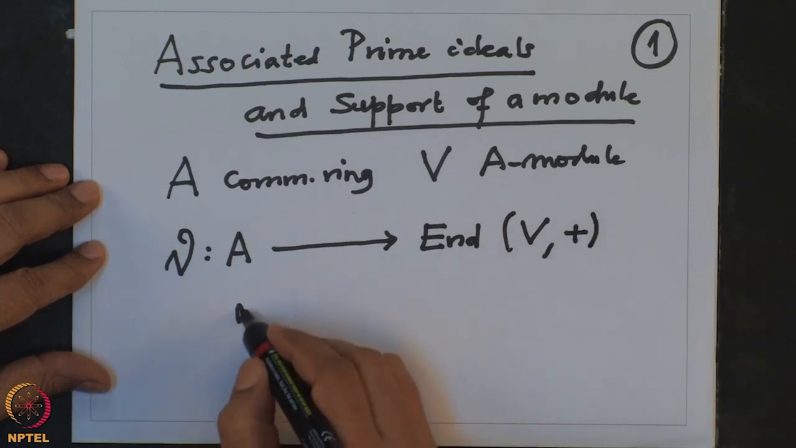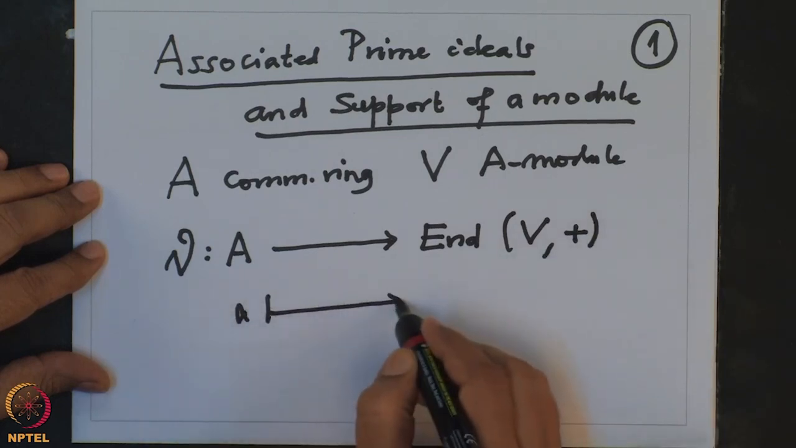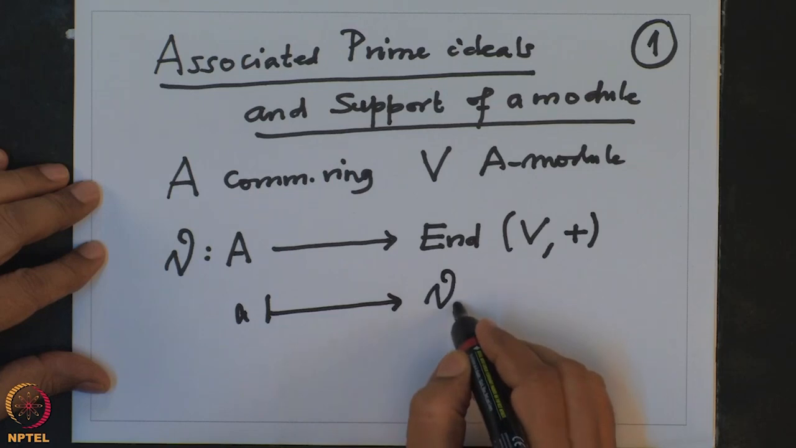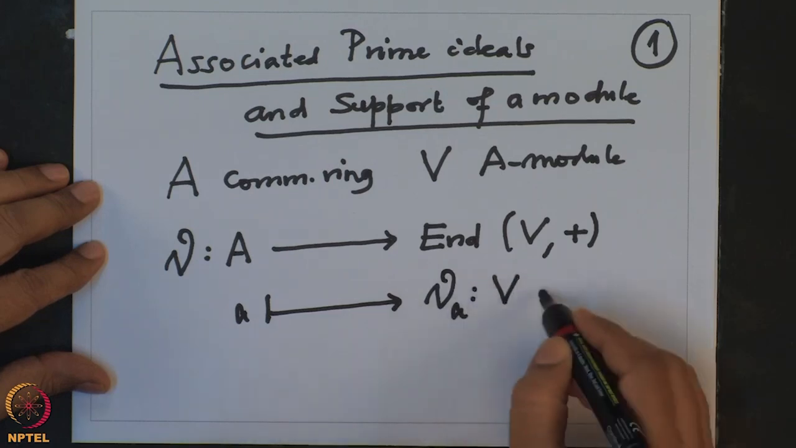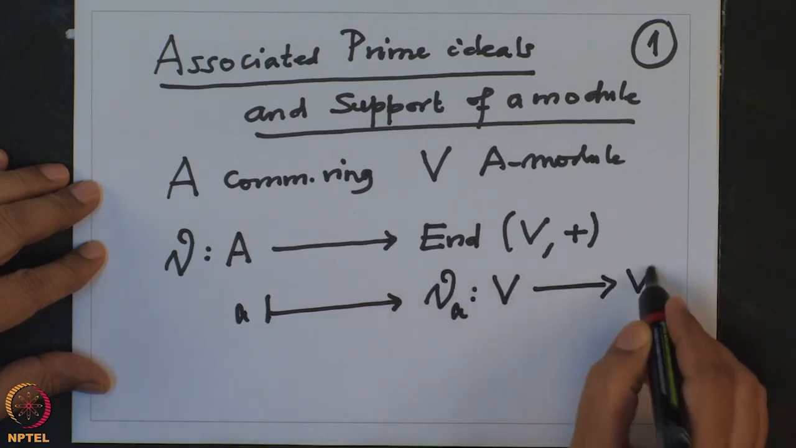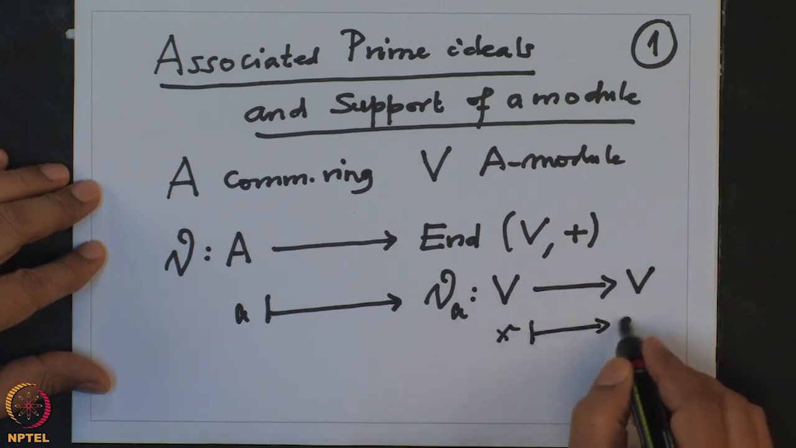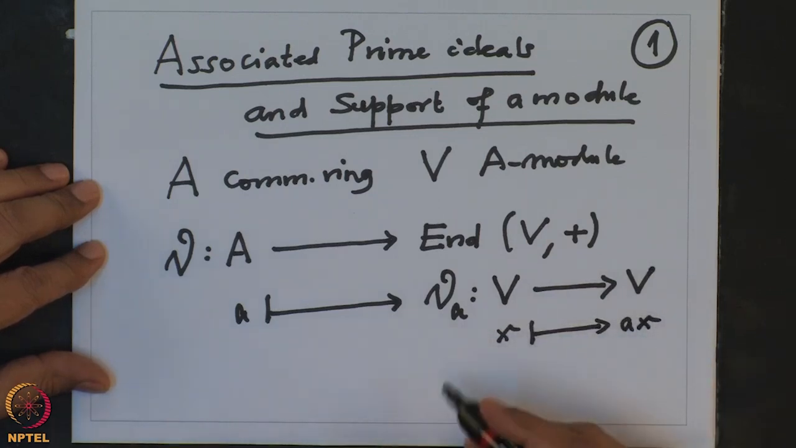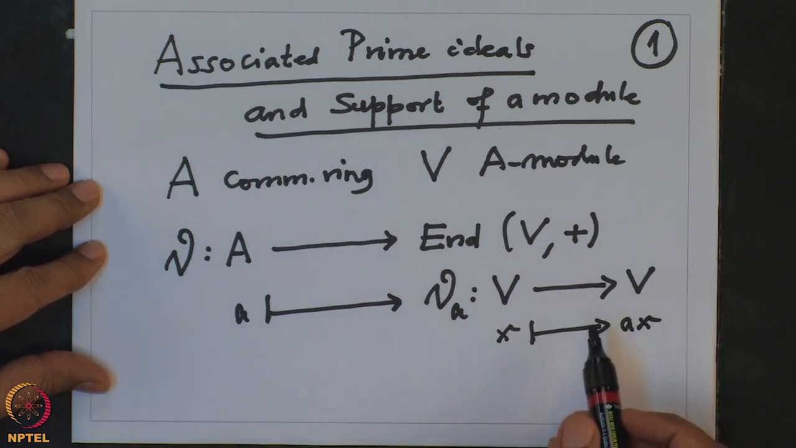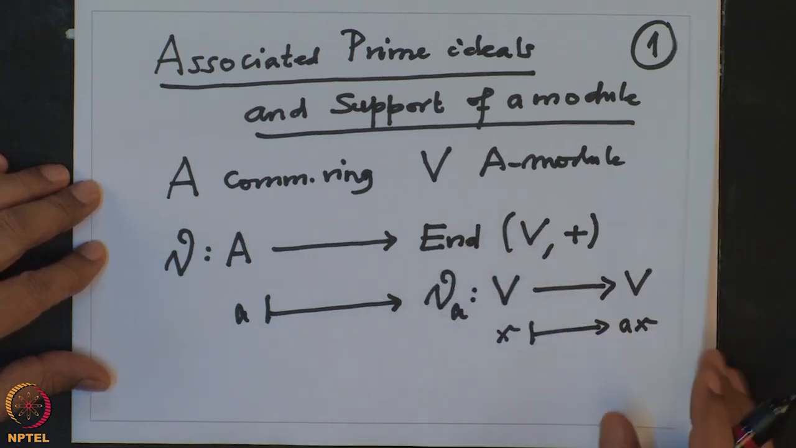So A goes to theta A. This theta A is a scalar multiplication on V, which maps any x to Ax. And this is precisely the A module structure on V.